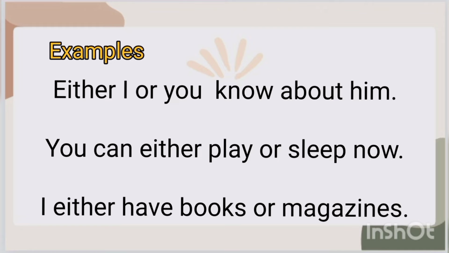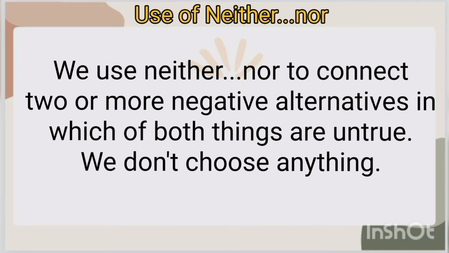Our third example is: I either have books or magazines. Similarly, this sentence is also showing a choice between two things, books or magazines, and this is a positive sentence as well. I hope you understand the use of either or.